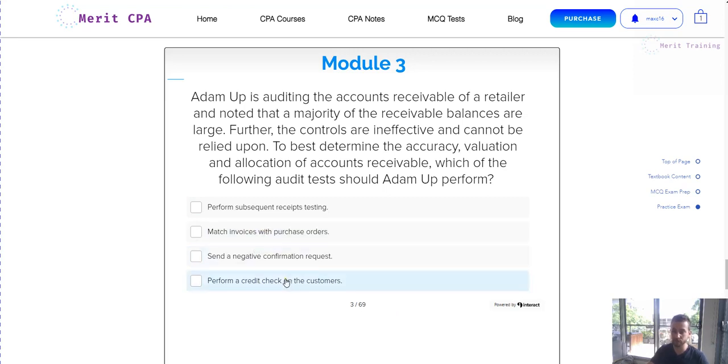So if we do a credit check on customers whilst we're doing the accounts receivable, we can check which customers can actually pay it back and which can't, and those which can't pay it back, we don't issue them any credit, because that's going to reduce the risk of bad debts and therefore an inaccurate evaluation of our accounts receivable.